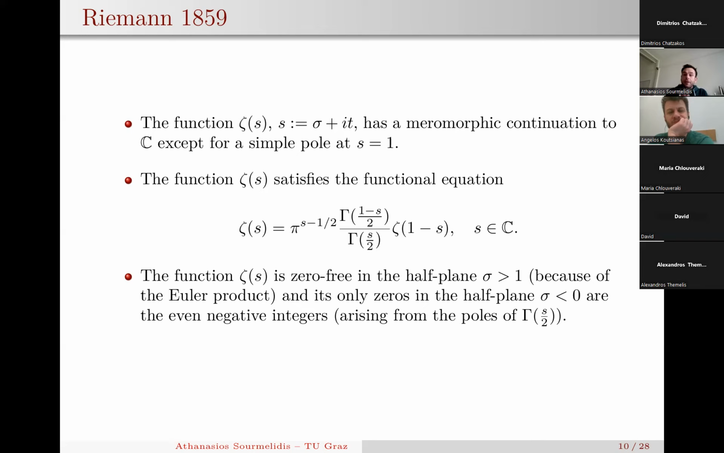And lastly, from this formula, you can easily see what the zeros of the Riemann zeta function are on the half plane of complex numbers with real part greater than 1, because there you have an Euler product, and an Euler product, being an infinite product, doesn't have zeros. And also on the left of 0, because of the functional equation. And there are zeros on the negative integers, which occur from the poles of the gamma function in the functional equation.